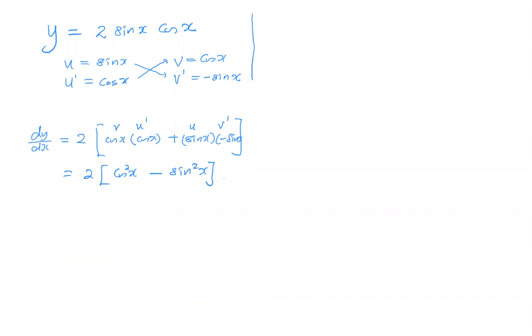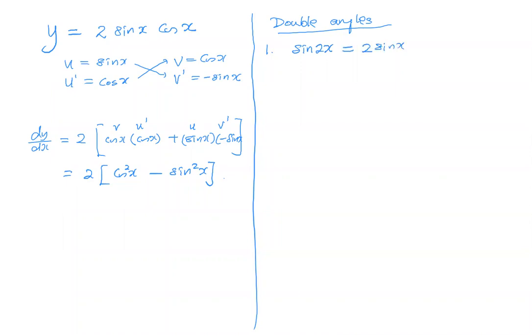This question also can be done using another method. These are the formula, we call it double angle formula. Okay, the first one, if I have sin 2x, I can write it as 2 sin x cos x. Or I can do it the other way around. So that means my y here, I can write it as sin 2x.